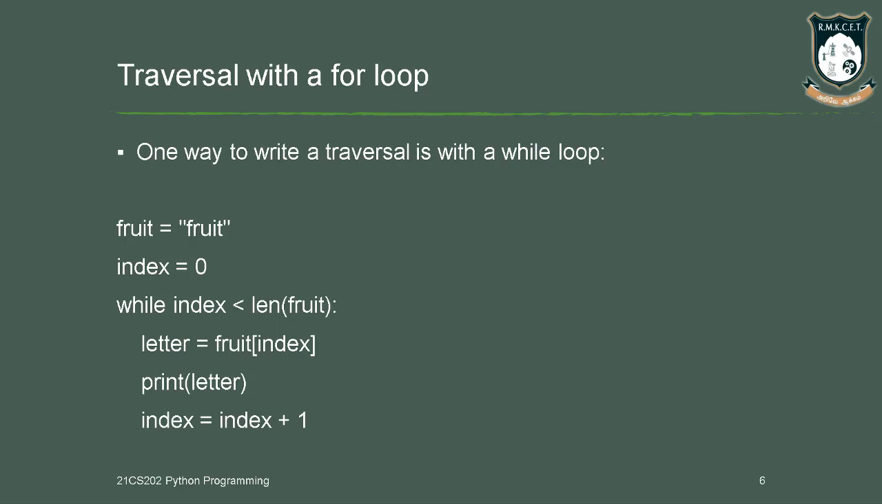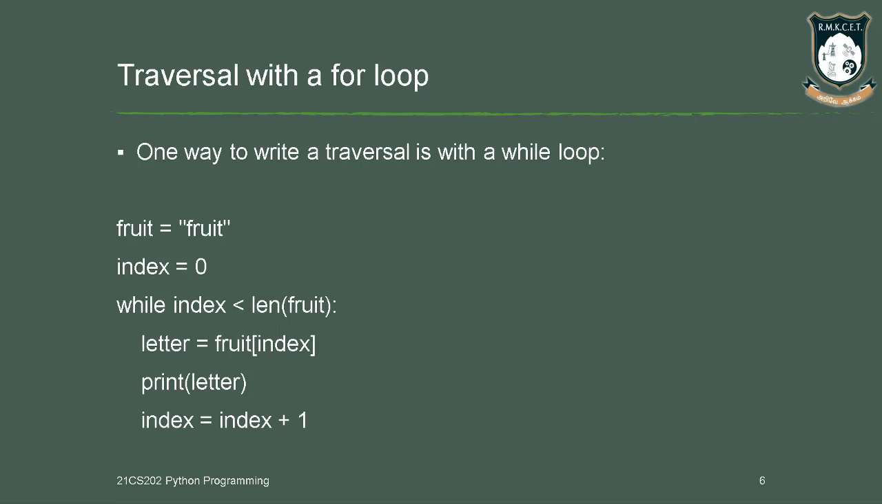Then again the checking is done, whether 1 is less than 5. So the next index number, 1, is taken, and the character at that index is taken. Similarly, the traversal is done until the condition fails, that is, until the index becomes 5.